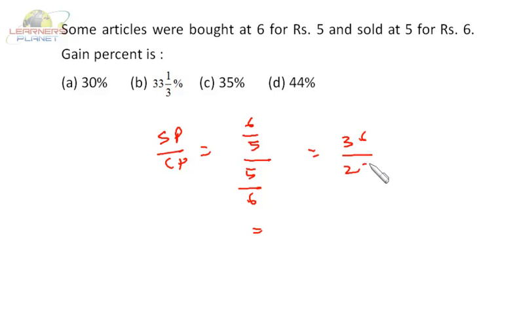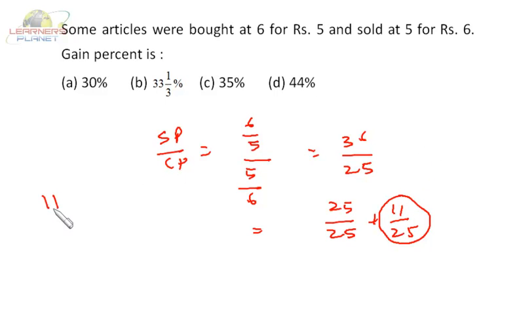36 by 25. Or we can say it is 25 by 25 plus 11 by 25. So the profit part is 11 by 25. If we wish to convert it to percentage, it will be 11 by 25 into 100. We can do this calculation even mentally. It will be 44%. Okay.